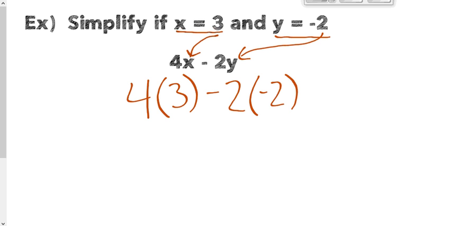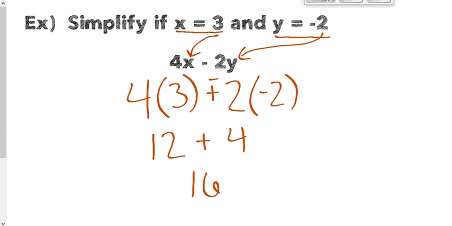Lots of things you could do. 4 times 3 is 12, right? I should do the multiplication first. And I've got a subtraction sign. If you are a fan of like adding the opposite, that's great. So you could think about this as being plus -2 times -2, and -2 times -2 is a positive 4. And then if we do that, we end up at 16.